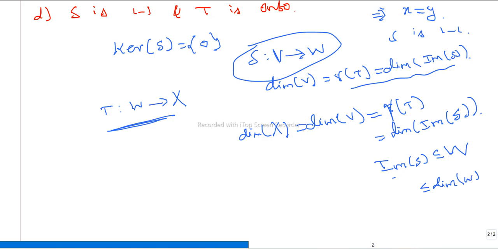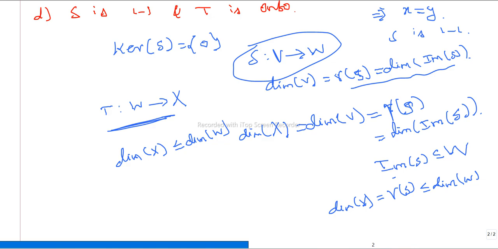But what is the dimension of the image of S? It is nothing but the rank of S. Sorry, it is not T, everything is S. The rank of S is a number that should be less than or equal to the dimension of V. But just now we proved that the dimension of V is nothing but the dimension of X. Now what do we have? The dimension of X, the codomain, should be less than or equal to the dimension of W, either equal or strictly less than.